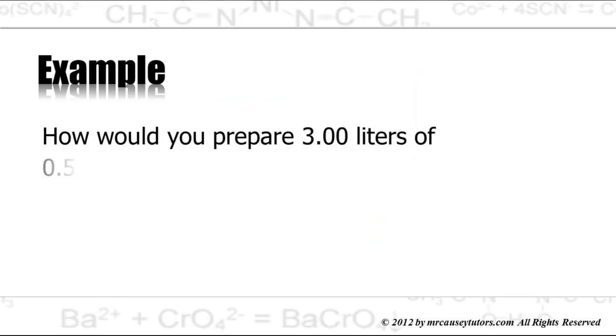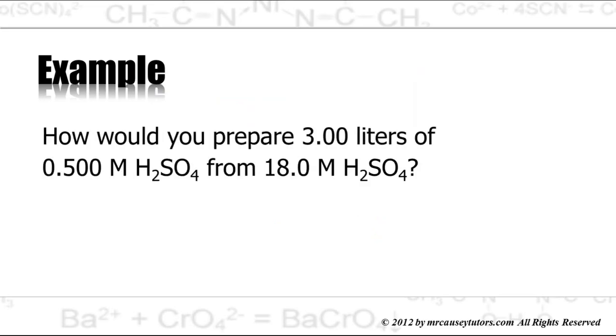How would you prepare 3 liters of 0.5 molar H2SO4, sulfuric acid, from concentrated 18 molar sulfuric acid? Well, 3 liters would be my new volume or my final volume. The molarity, 0.500 molar, would be my final molarity. And 18 molar is my initial molarity. And I just need to find out what is the amount of water I have to add to that in order to get the new or final molarity.